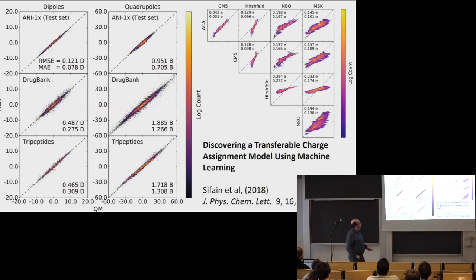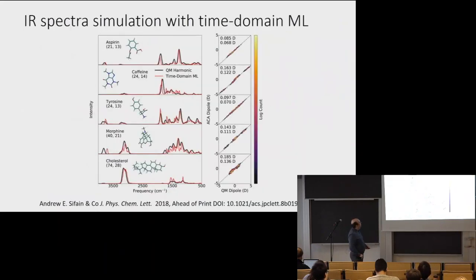However, we didn't constrain them. But also what's interesting, we called our scheme charge scheme ACA. It actually closely resembles the CM5, charge model 5, scheme that was fitted to experimental dipoles. Basically, this is one of the ways you can reconstruct those dipoles. However, here it's unbiased because we didn't fit to any empirical data.